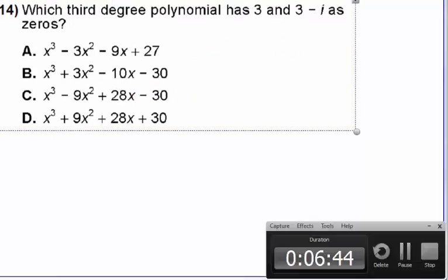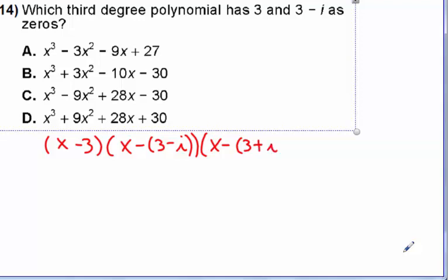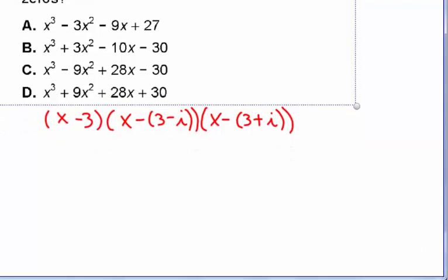Okay, so with this one, you have to actually create the factored form, and then we're going to need to multiply it out. So since we know it crosses at 3, we know it would be x minus 3. And since it crosses at 3 minus i, we know it would be x minus 3 minus i. And we would also know the conjugate of that would be a solution, so we'd have x minus 3 plus i. And now we would just have to go through and use the box method a couple times and multiply this out.